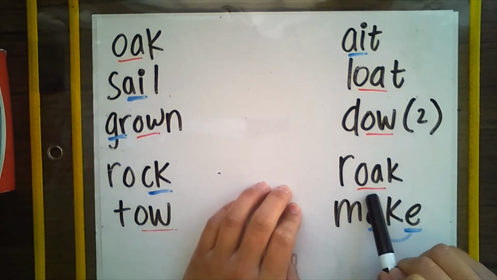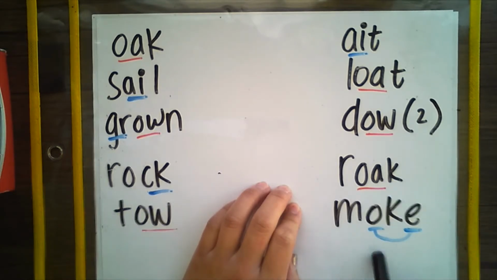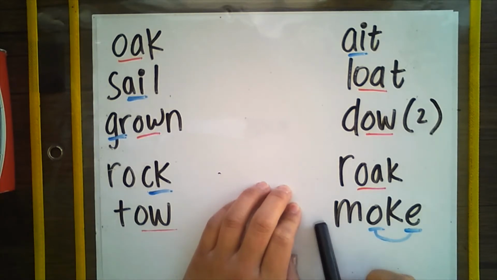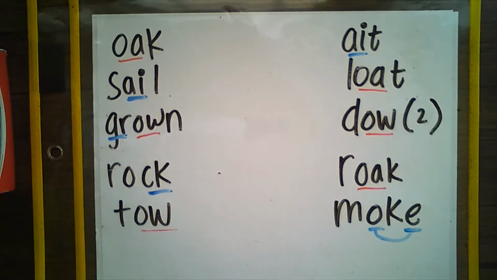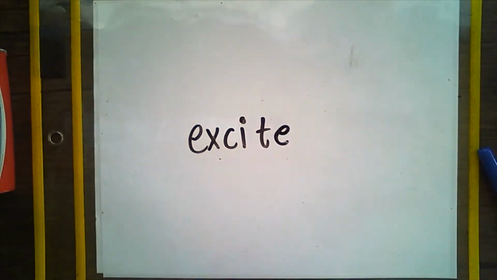Underline sound, O. Think, read, roke. Underline sound, O. Think, read, moke. Okay, moving on to our morphemic transformations.